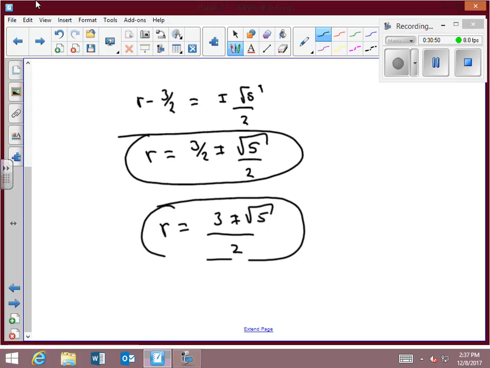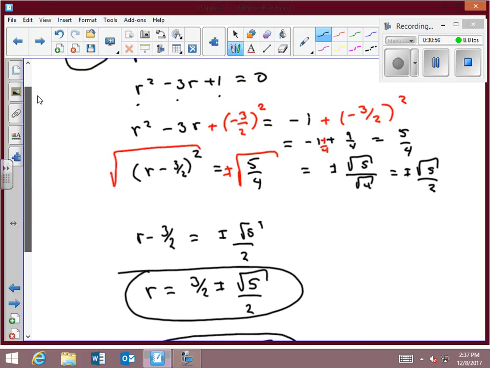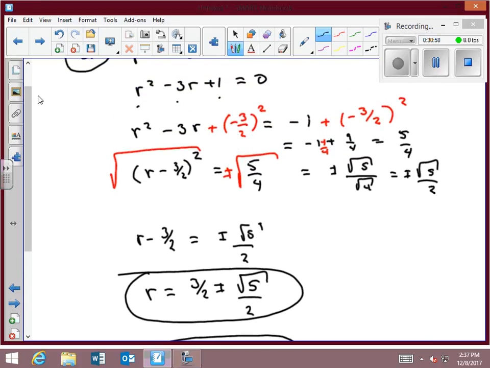Wait, how did the 5 over 4 become 5 over 2? I didn't catch that in the last slide. Right over here. See, this becomes the square root of 5 over the square root of 4. Oh, okay, yeah. Okay. I'm probably going too fast.